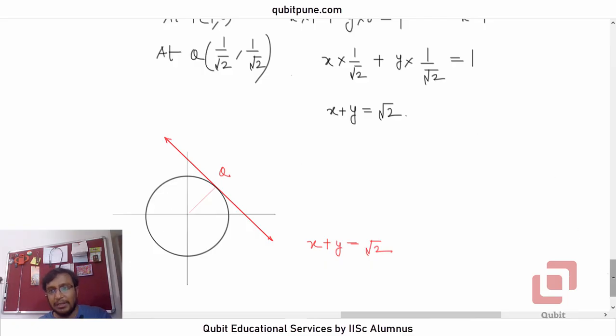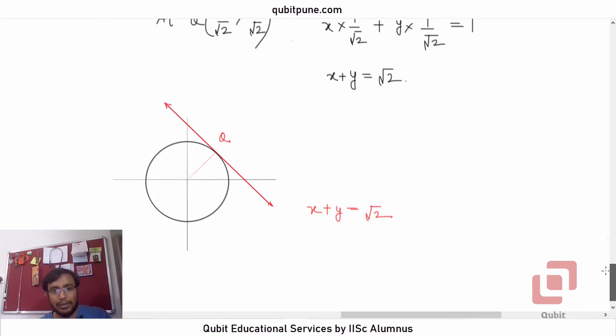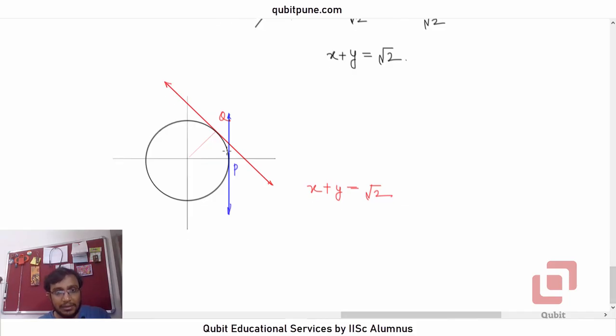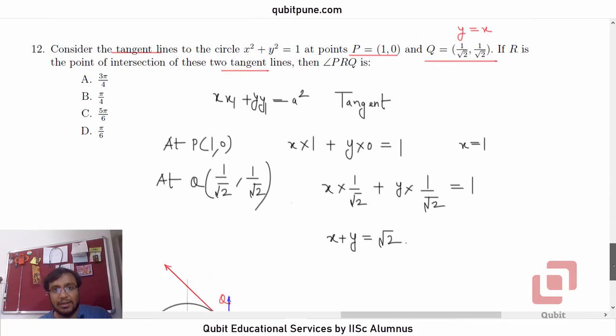Now what about point P? Let me use blue color for that. At point P, 1, 0. So this is our point P, and this is going to be our tangent at P. Now what is the point of intersection of the tangents? R is the point of intersection of the tangents, so this is R. Now what next?